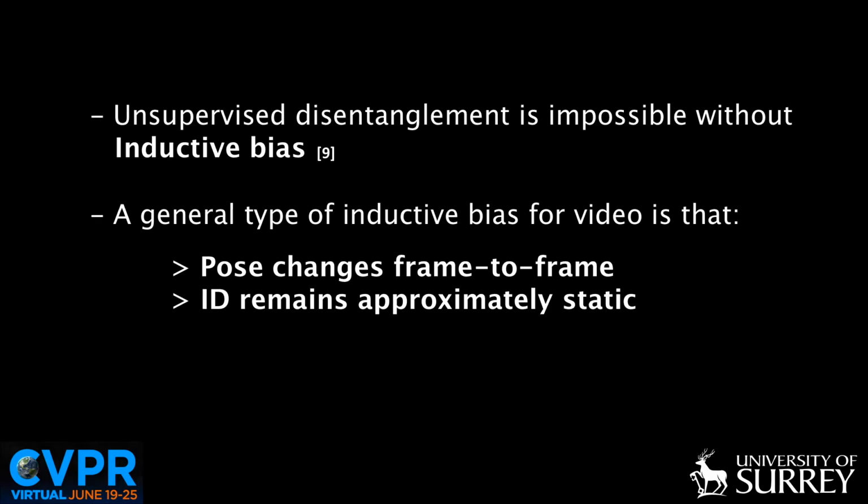Unfortunately, it has been shown that unsupervised disentanglement is actually impossible without the use of inductive bias. One general type of bias that's applicable to video data holds that motion represents frame-to-frame changes in pose, which therefore varies, whilst identity remains approximately static.